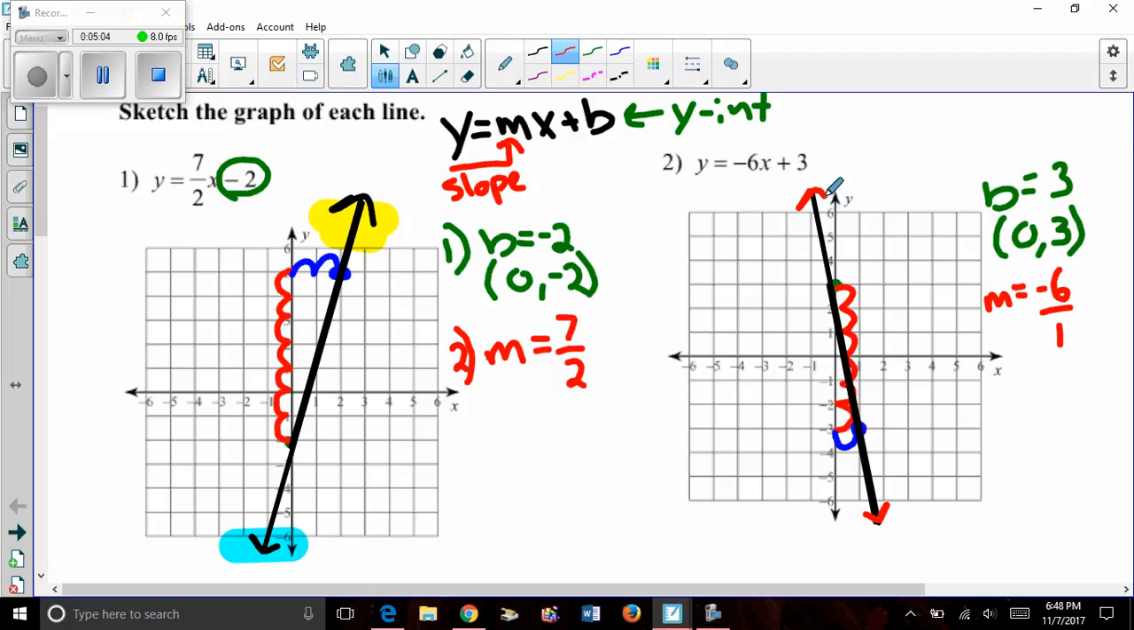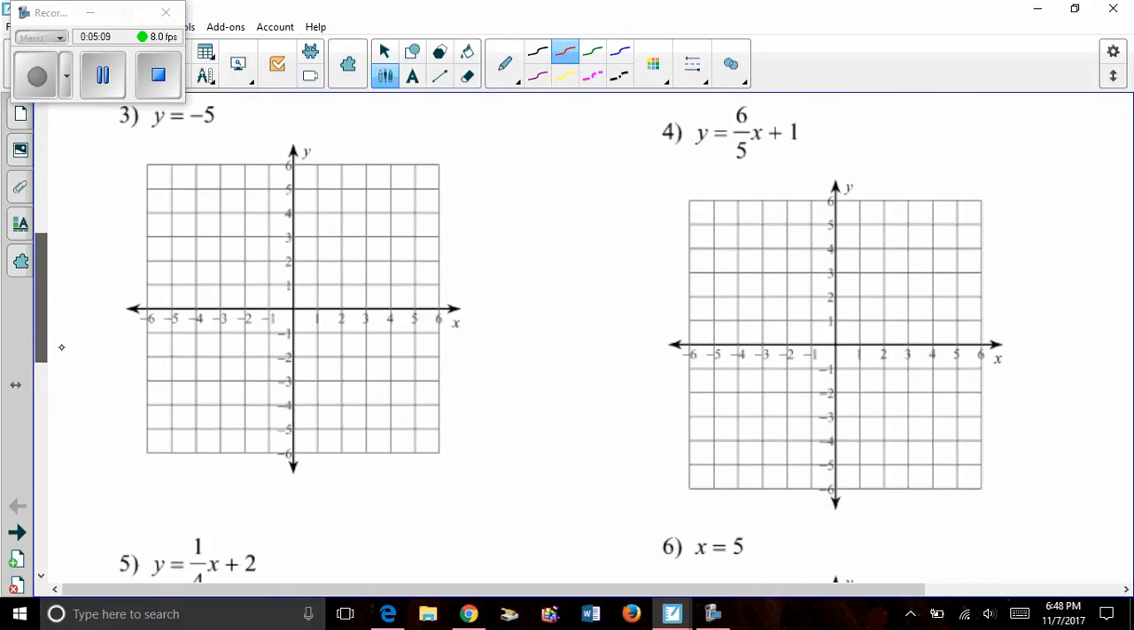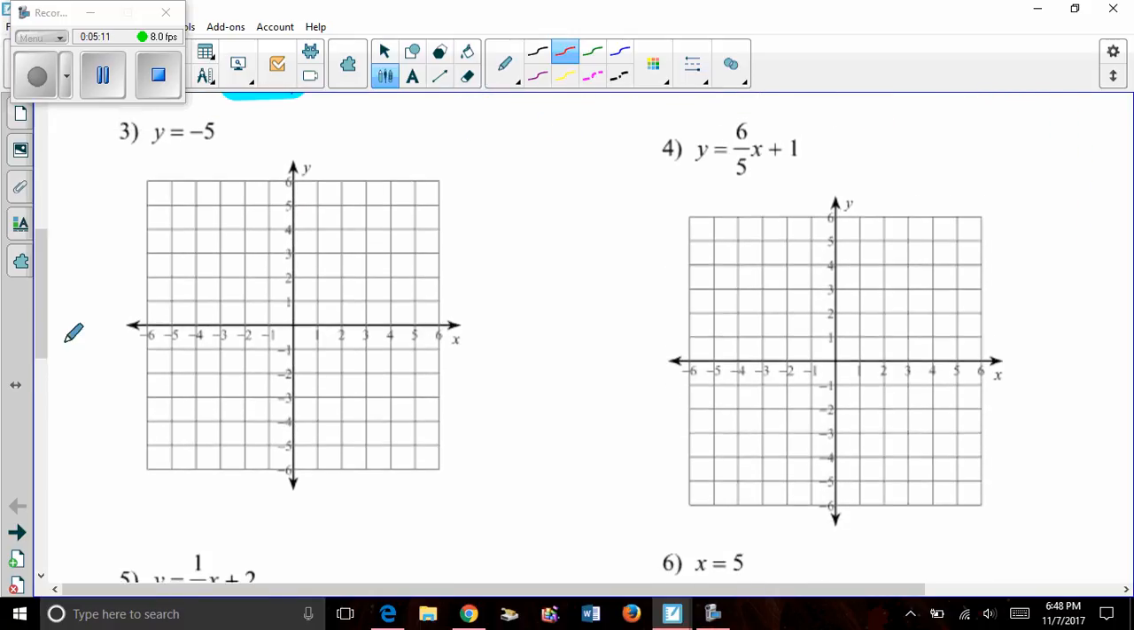Now, I suggest, after looking at these two examples, take a look at number 3. It's a tad different, and we haven't seen this before. We've talked about these type of lines, and what we should note is this is still slope-intercept form. If you recall, a line that is in the form of y equals some number is going to be horizontal.